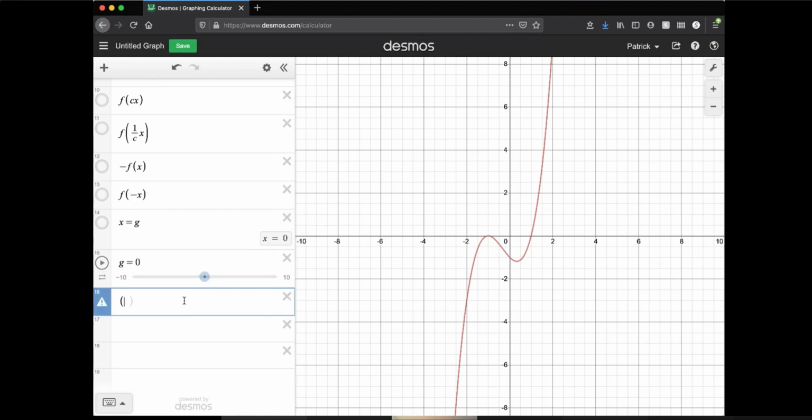Let's do the point. What are a couple good numbers? 2, 3. 1.5, 3. Cool. That's on our graph.